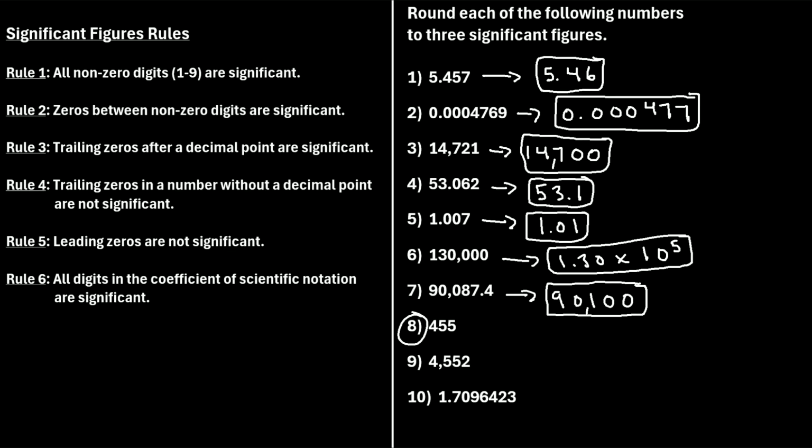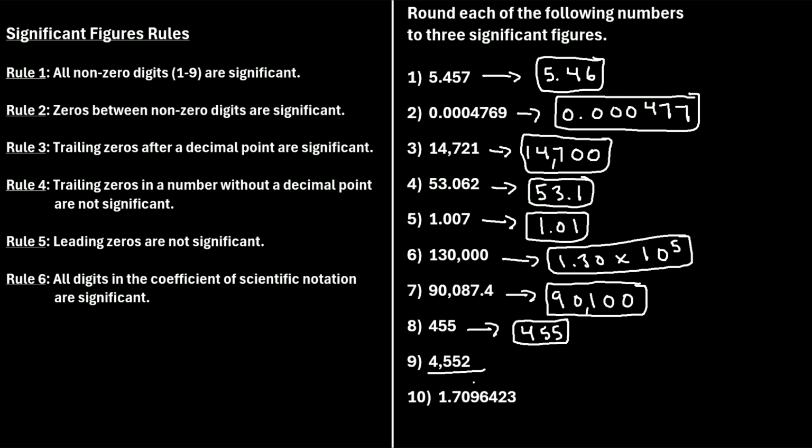Okay, now let's take a look at example number 8. Let's round this number to 3 significant figures. So the first 3 significant figures are 4, 5, and 5. So it turns out this number is already rounded to 3 significant figures. So this is an easy one. We just have 455.